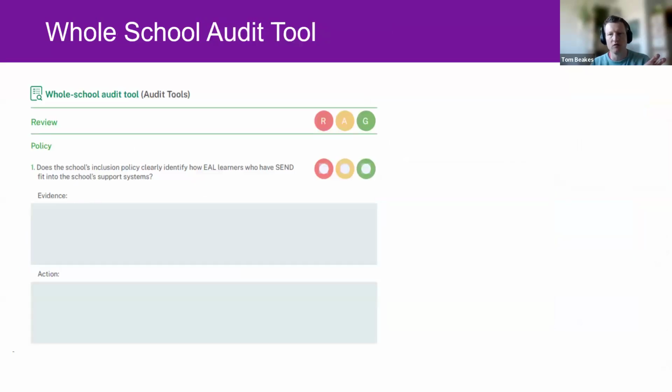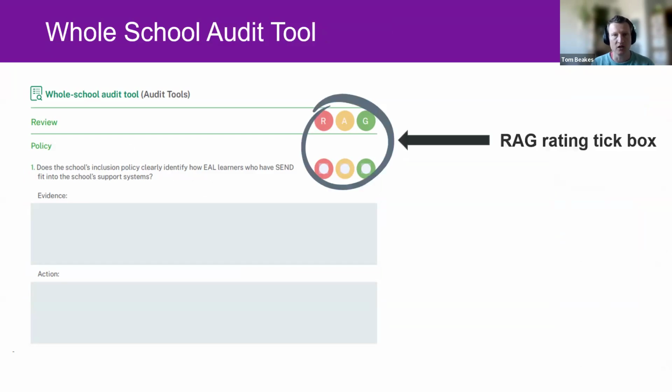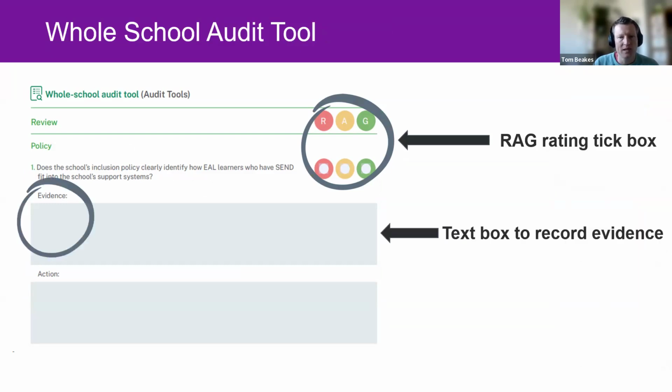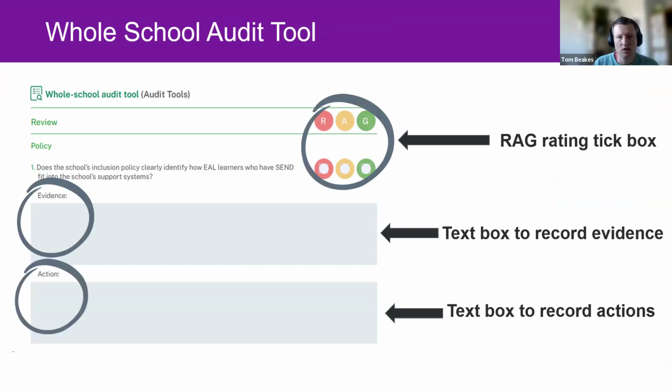So within each area of the audits, you'll find guiding questions and also a tick box with a RAG rating. RAG is red, amber, green. So you can get a sense of where you are. And there are places to record evidence and to record any actions that you want to do as a result of the audit.